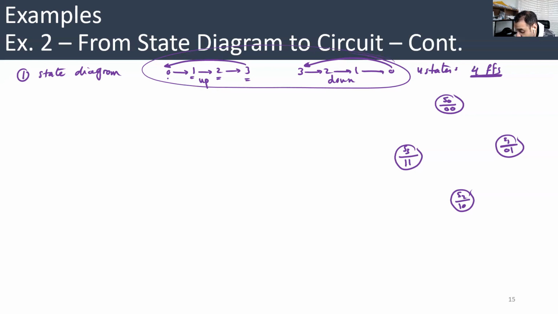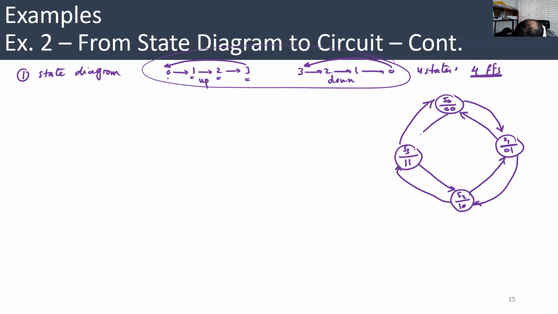And we can move in 2 directions. We can go from S0 to S1, then from S1 to S2, then from S2 to S3, then from S3 to S0. Or we can do the opposite direction, from 1, 1 to 1, 0, from 1, 0 to 0, 1, from 0, 1 to 0, 0, or from 0, 0 to 1, 1.